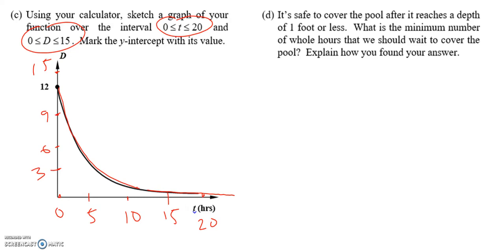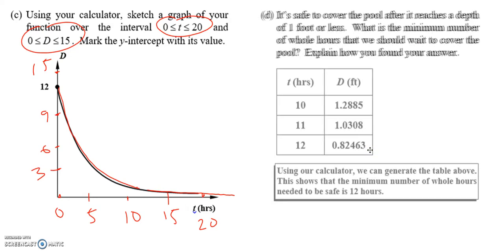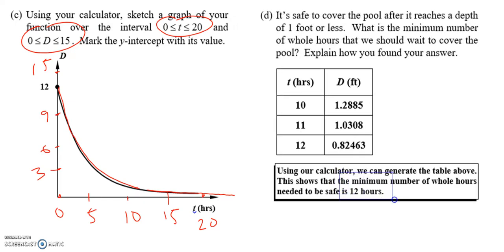All right, what did you come up with? The correct answer is you should have waited 12 hours. Now, the way I did it is I put this in my calculator. You should already have it in your calculator. And bring up the table. You guys should be good at that now. These are the input values, the output values.